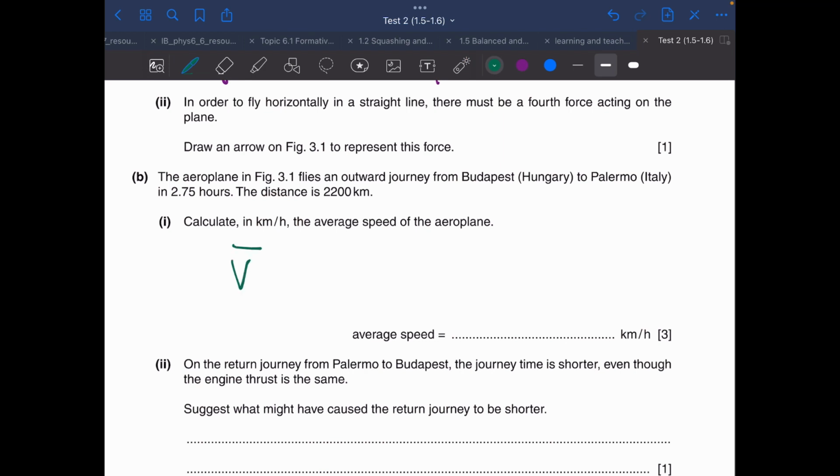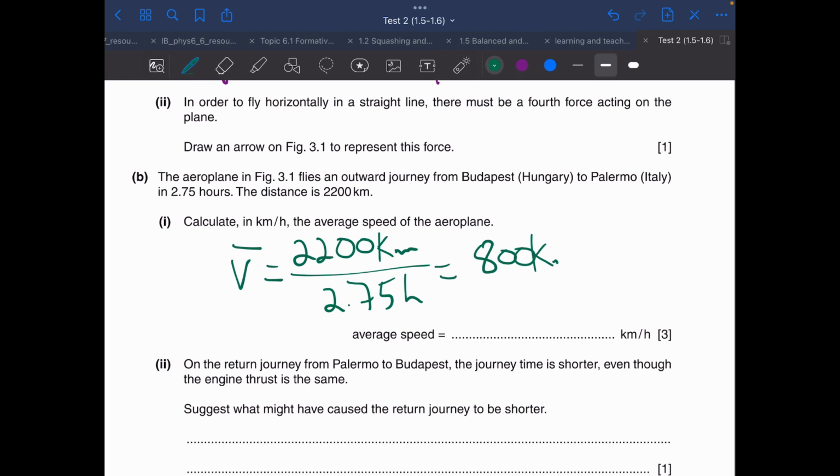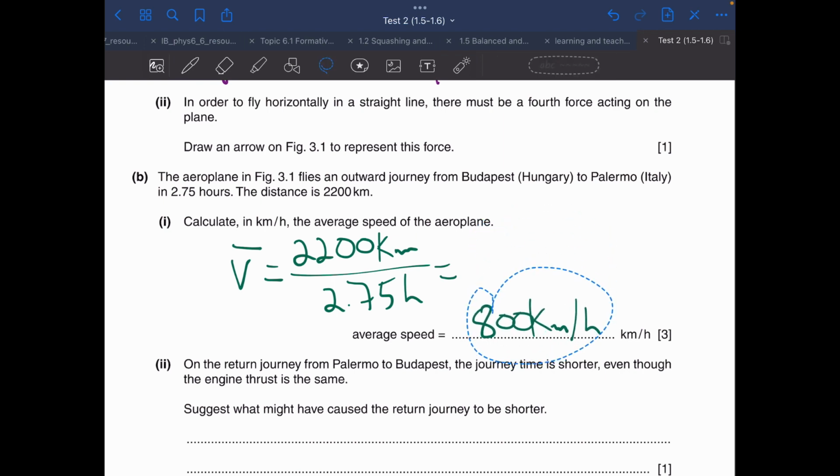We can represent average speed like this, V with a bar on top. And the distance is 2,200 kilometers. The time is 2.75 hours. If you use a calculator, you're going to find that this average speed is 800 kilometers per hour. And then you can transfer your answer to here if you wish to do so.